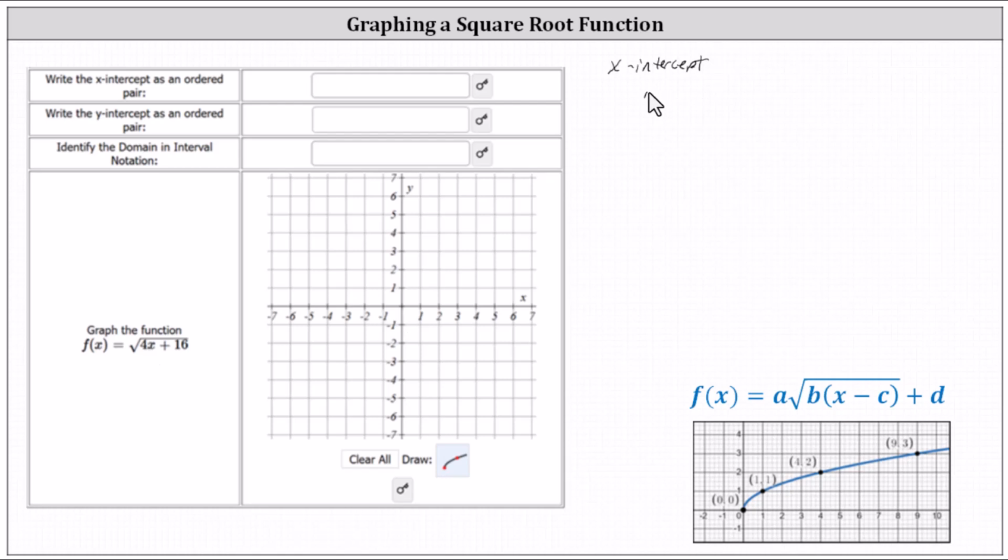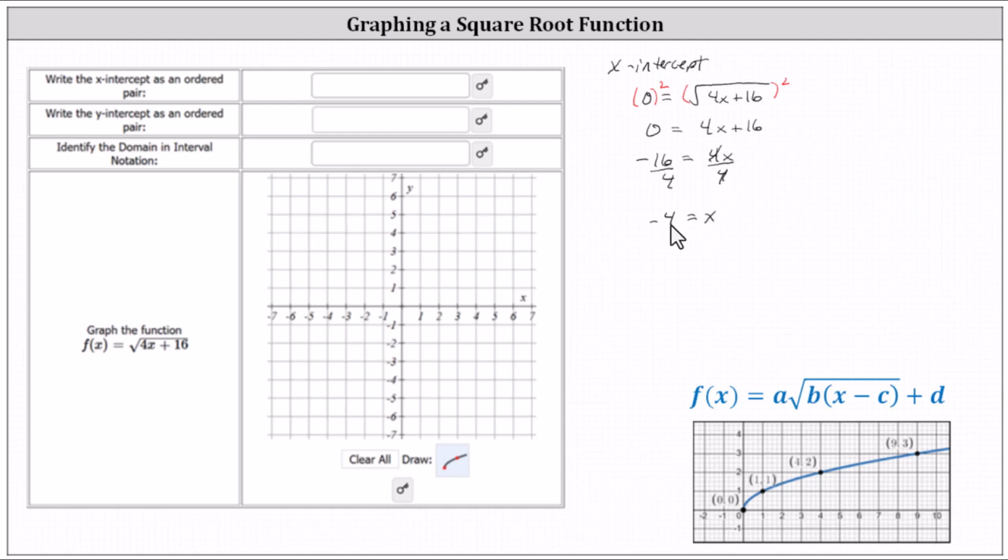This gives us the equation 0 equals the square root of the quantity 4x plus 16. To undo the square root and solve for x, we now square both sides of the equation. This gives us 0 equals 4x plus 16. For the next step, we subtract 16 on both sides, which gives us negative 16 equals 4x. Then divide both sides by 4. Simplifying, we have x equals negative 4.